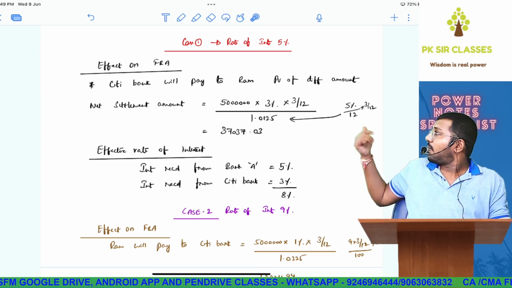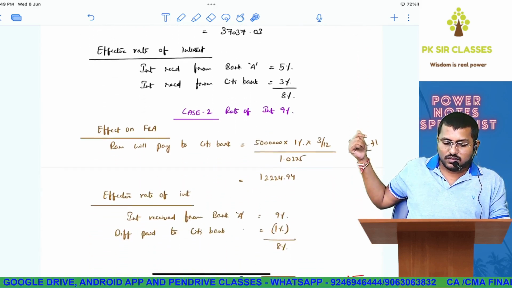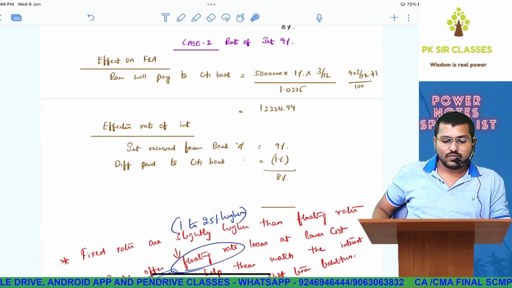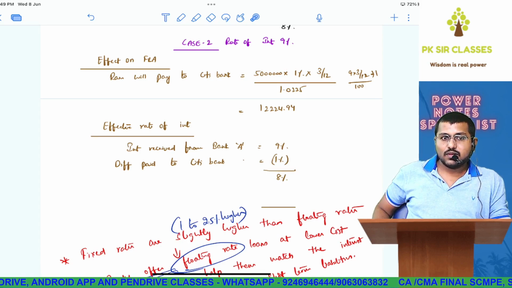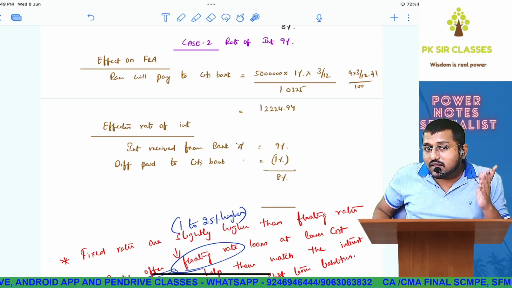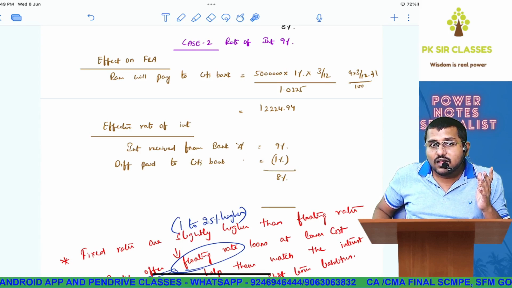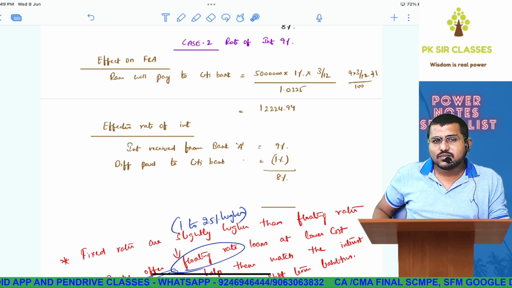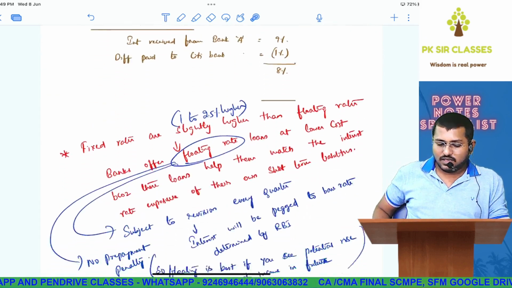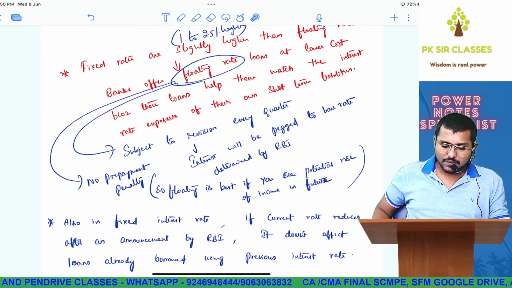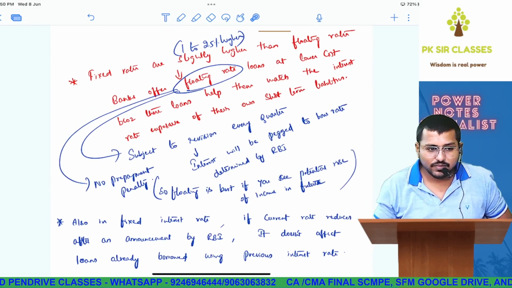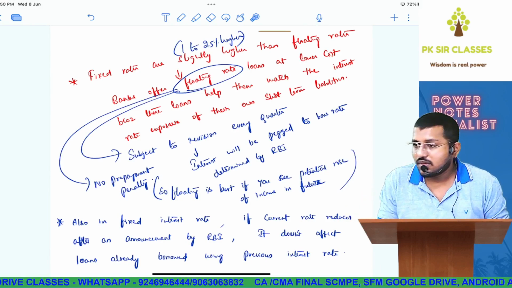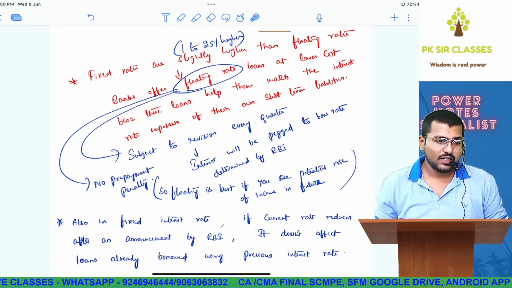Done? Can I go down? Next. Done? Chalo. Last one. This is the last one. Finish it off. Done? Chalo, let's wind up.